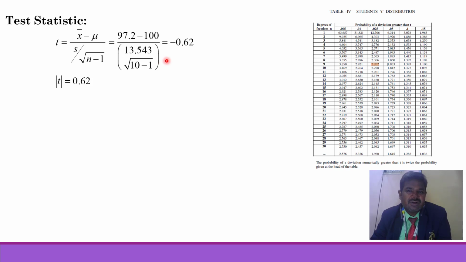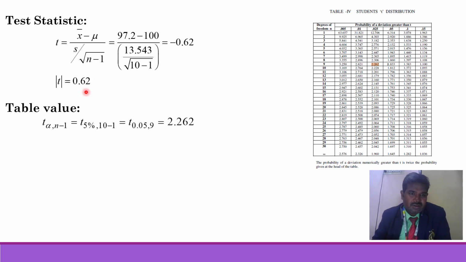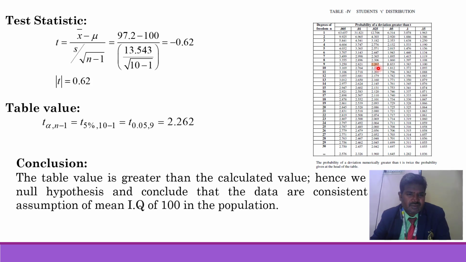After simplifying this, we get minus 0.62, which is negative. So take the absolute value, which is 0.62, that is positive. And from the table we can see, at 5%, the degrees of freedom is 9. So we can see here degrees of freedom 9, the table value is 2.262.